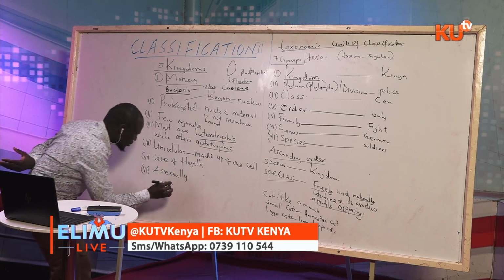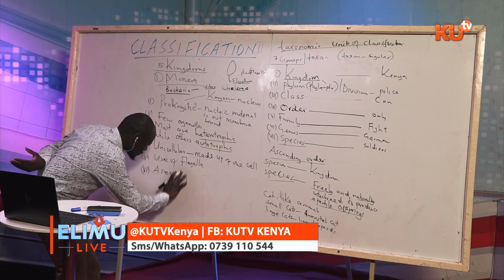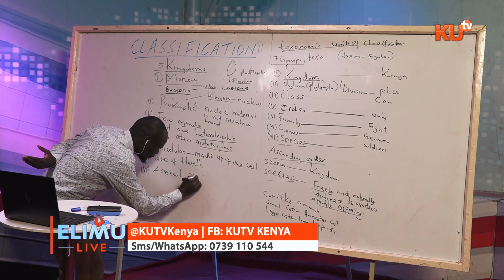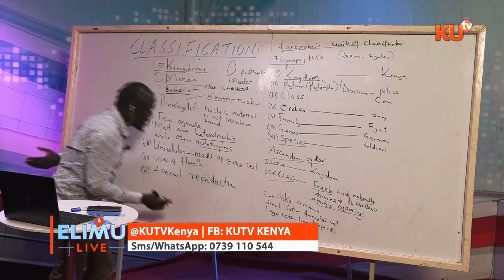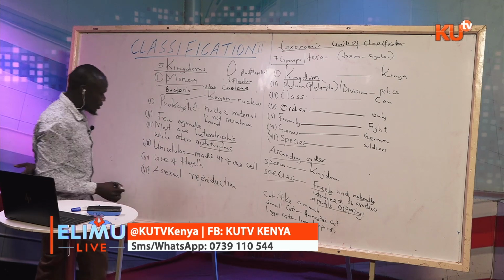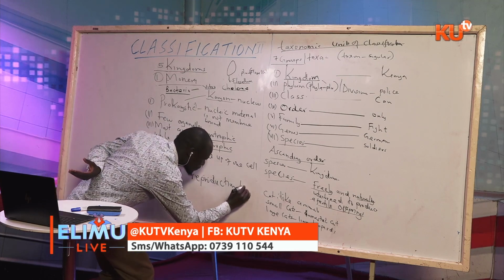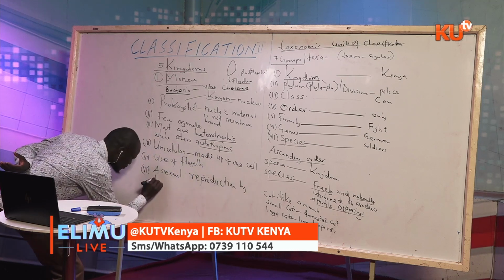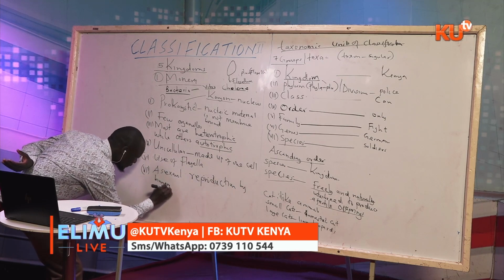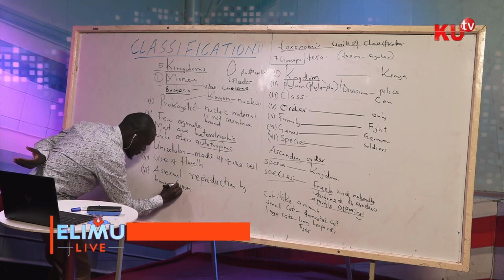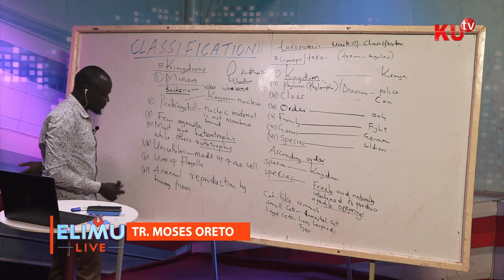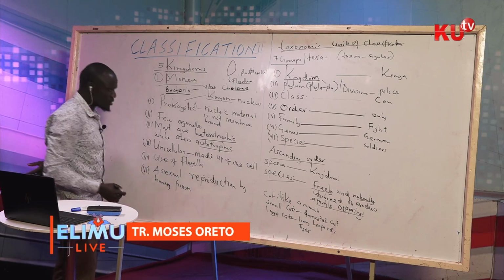and this asexual reproduction is by binary fission. That is by binary fission. That is how this organism is able to reproduce.